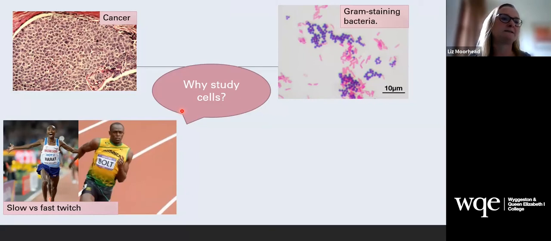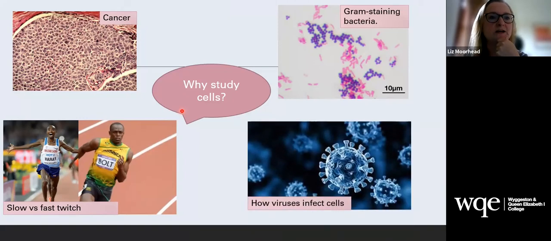Also, understanding different cell structures helps us understand why some athletes are particularly good at endurance events, whereas others are particularly good at sprints. We've got slow twitch and fast twitch muscle fibers, and the slow twitch ones are adapted for endurance, whereas the fast twitch are adapted for sprints.